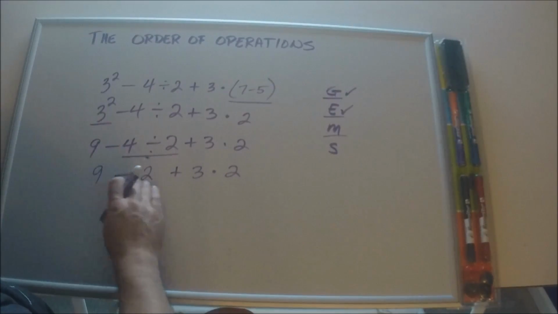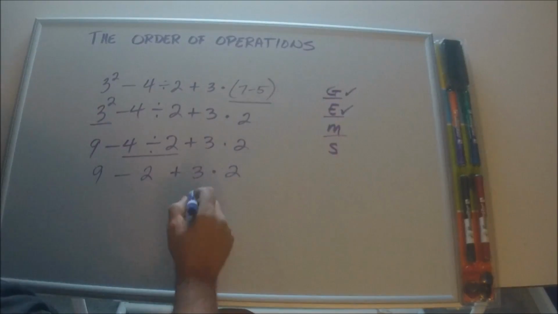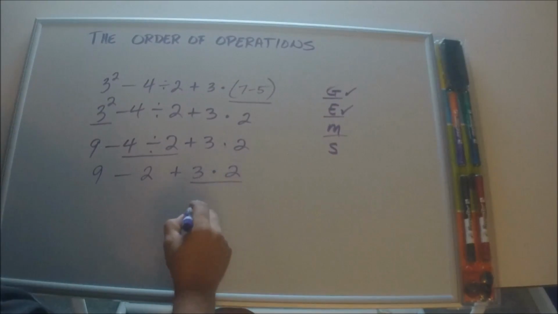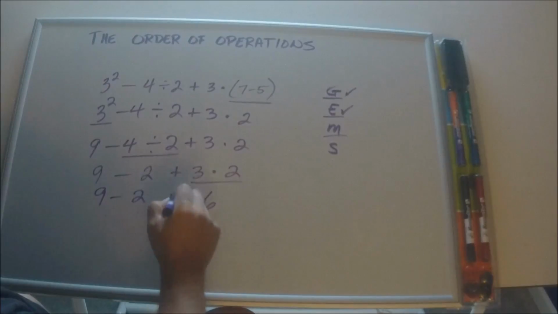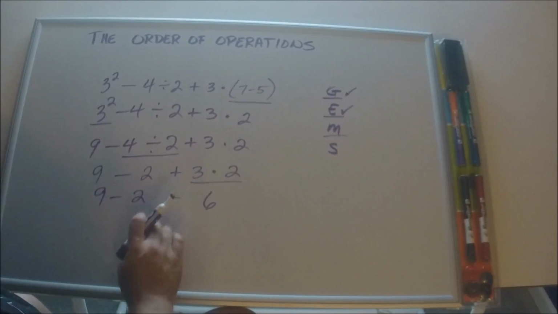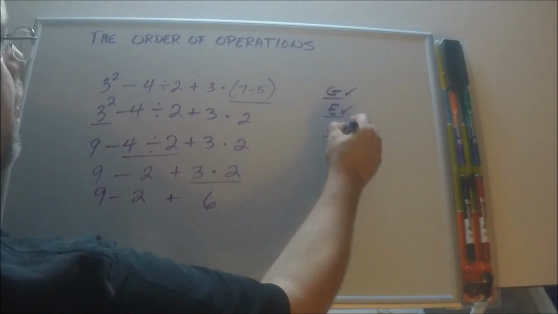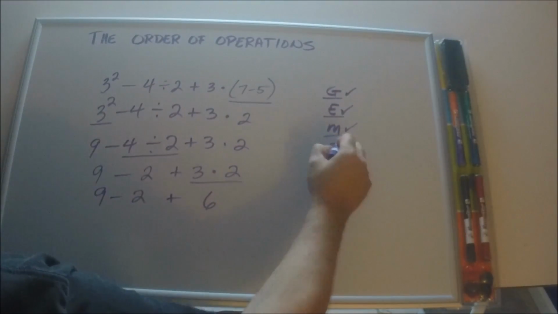Now that I have it down to subtraction, addition, and multiplication, I'm going to do my multiplication. I'm still on this step. I'm going to do my multiplication first. 3 times 2 is 6. So now I rewrite everything, 9 minus 2 plus 6. And now I see that all I'm left with is subtraction and addition. So now that I'm done with my multiplication, I put a check mark next to it. And now I'm down to my sums.